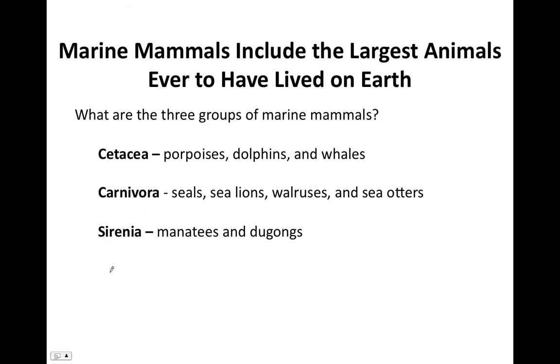So then we have marine mammals. And these marine mammals include the largest animals to have ever lived on the planet. There are three main groups of marine mammals. Cetacea, which include porpoises, dolphins, and whales. Carnivora, those are the mammals that have teeth specialized for eating meat. And then Sirenia. These include the manatees and dugongs.